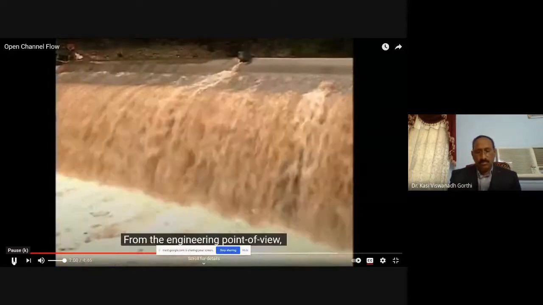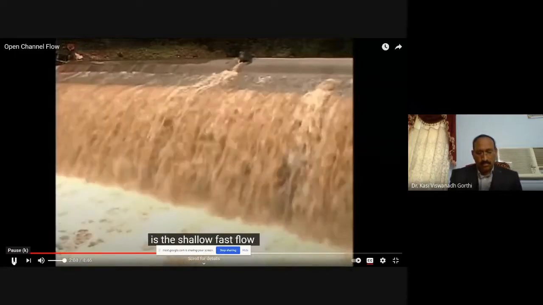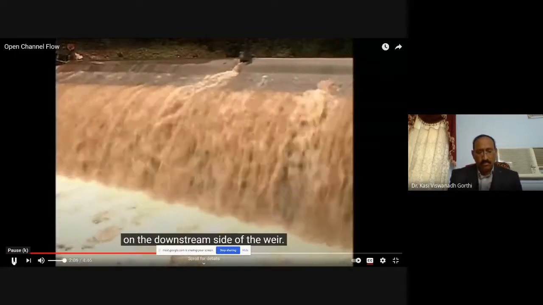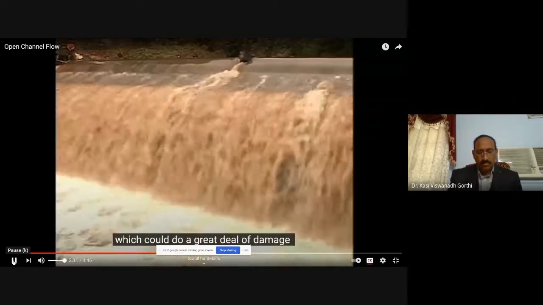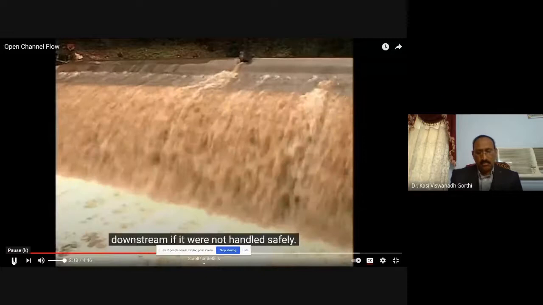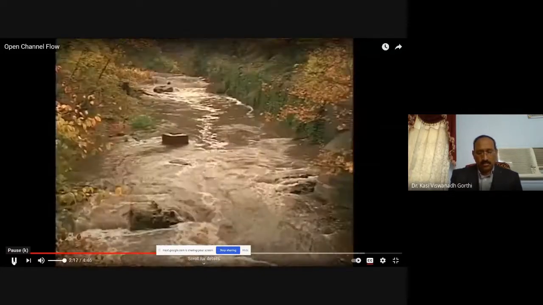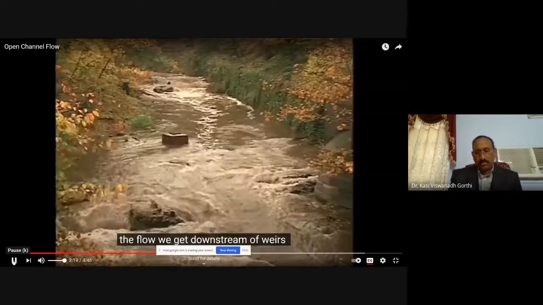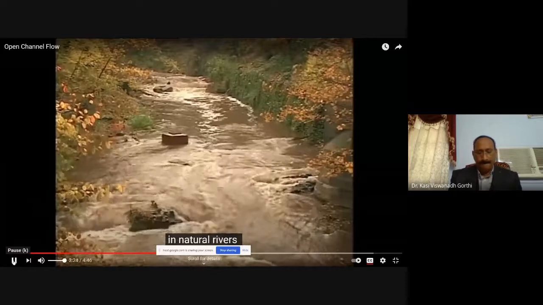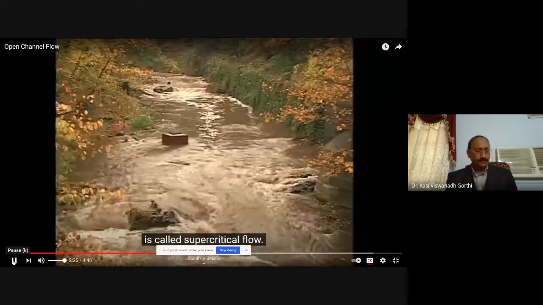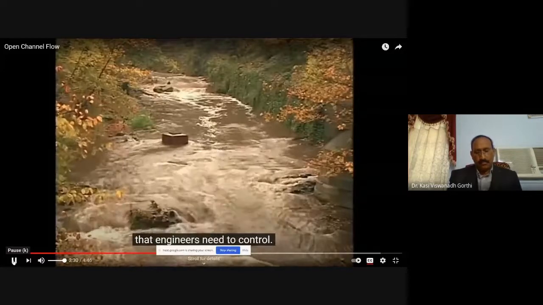From the engineering point of view, what is really interesting is the shallow, fast flow on the downstream side of the weir. Here we see water with lots of kinetic energy, which could do a great deal of damage downstream if it were not handled safely. This kind of flow, the flow we get downstream of weirs and at various points in rapids in natural rivers, is called supercritical flow. This is often something that engineers need to control.